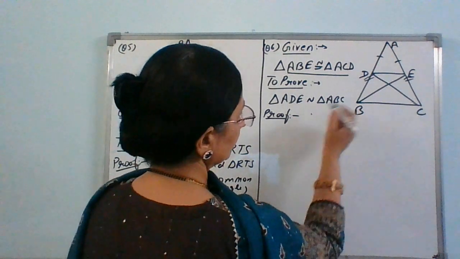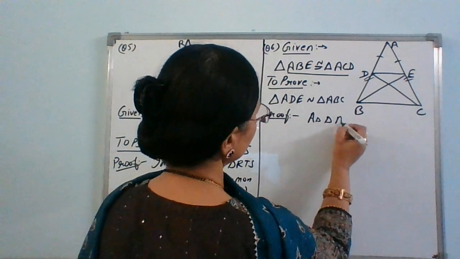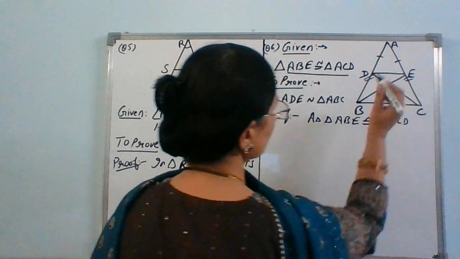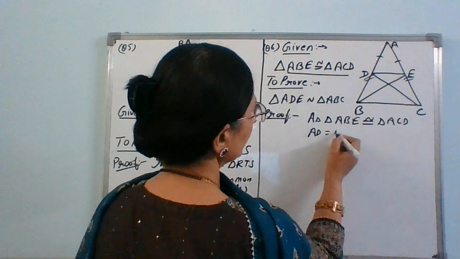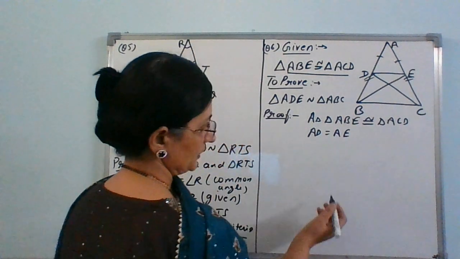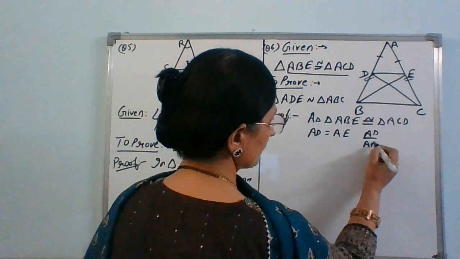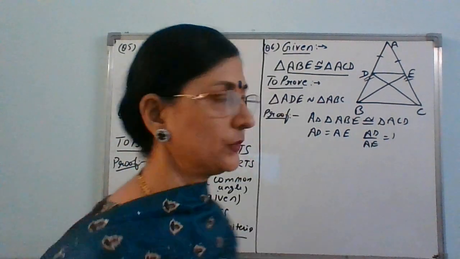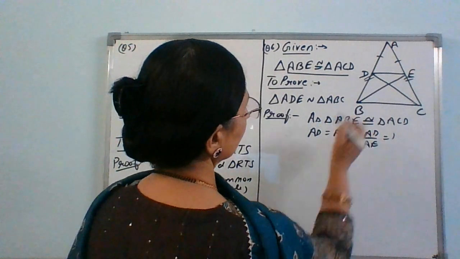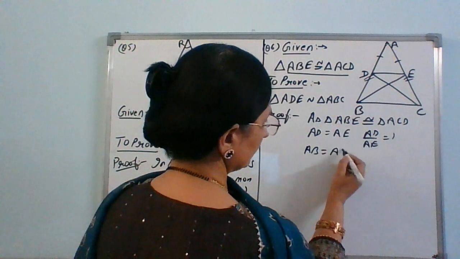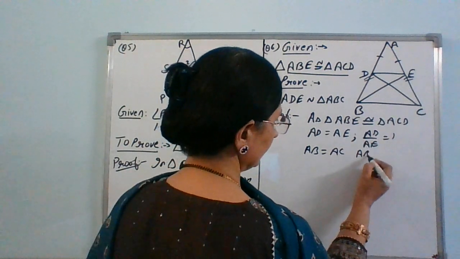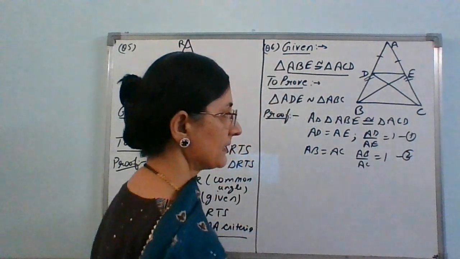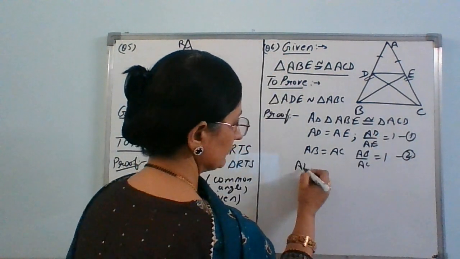So here, as triangle ABE is congruent to triangle ACD, we come to the result that AD is equal to AE. Right, if we write them in ratio, AD upon AE comes out to be 1 because they are equal. Similarly AB is equal to AC, so the ratio of AB and AC will be equal to 1. So from 1 and 2, as the right side part is 1, the left side part has to be equal.